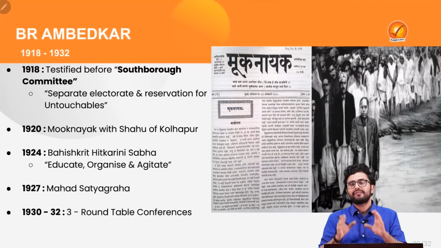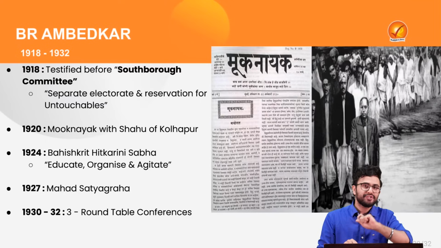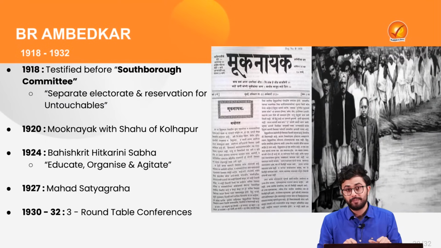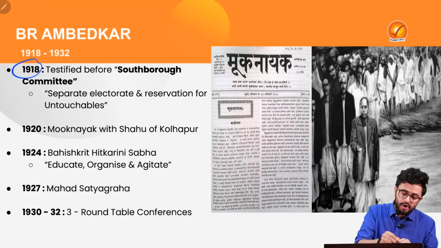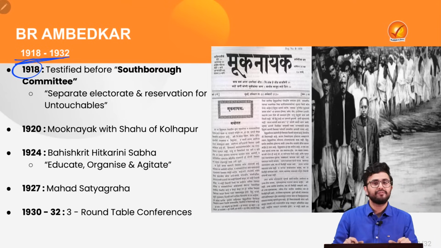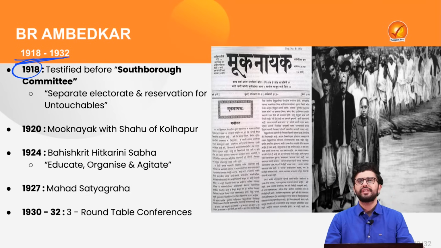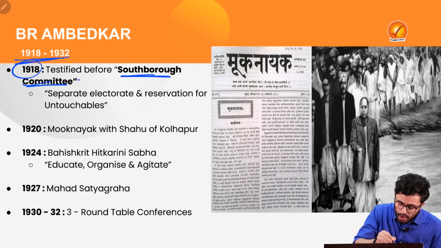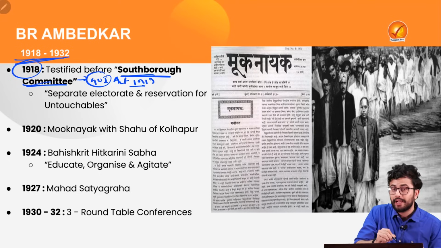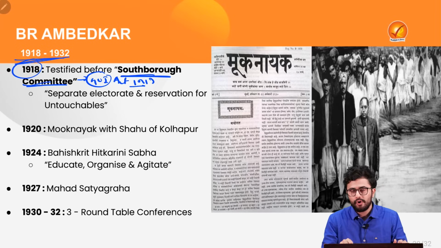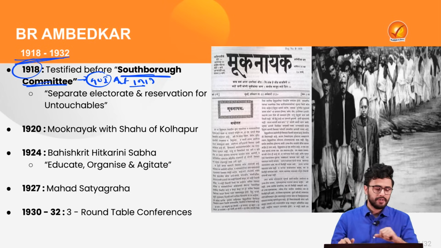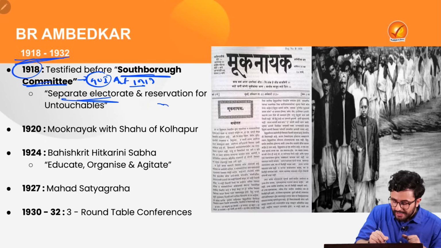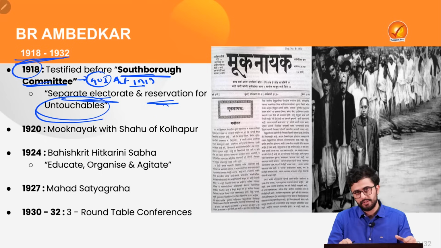It was the year 1918 which transformed the life of B.R. Ambedkar from being a genius prodigy to becoming the voice of the downtrodden, where he was asked to testify before the Southborough Committee, which was at that time drafting the Government of India Act 1919, or the Montagu-Chelmsford reforms of 1919. It was here that B.R. Ambedkar argued for the first time for separate electorates and reservation for untouchables.